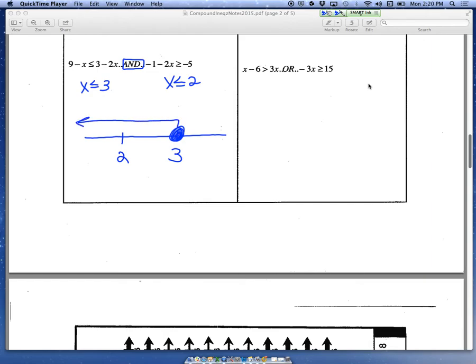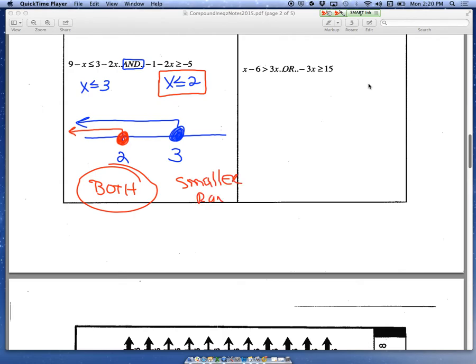Less than would imply I'm shading all of this direction in the direction of negative infinity. And I'll do this one in red. So here, I now have x is less than or equal to positive 2, shading in the direction of negative infinity. With this, the condition or the definition for conjunction is both conditions must be true. So they both have to be true. So that means here I need to go with the smaller range, because in the smaller range, both conditions are met. So the solution to this would be the graph x is less than or equal to positive 2.